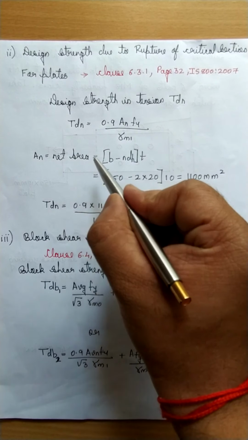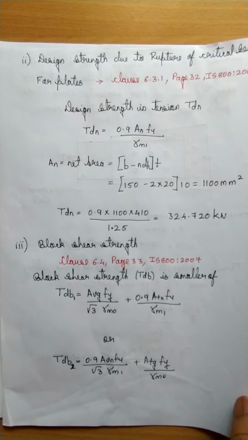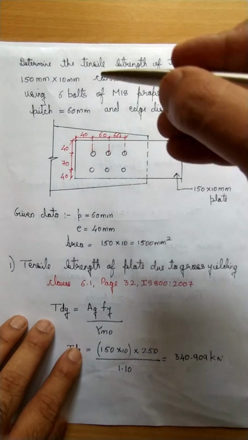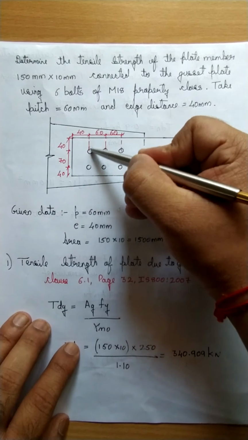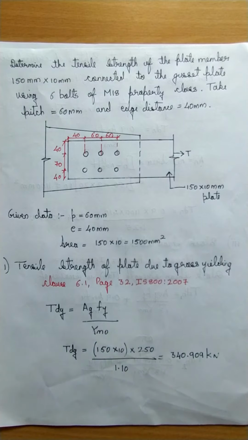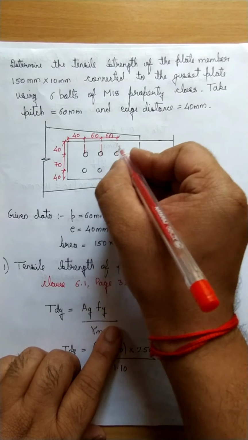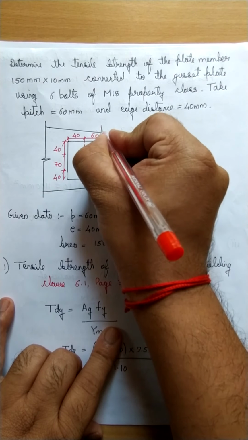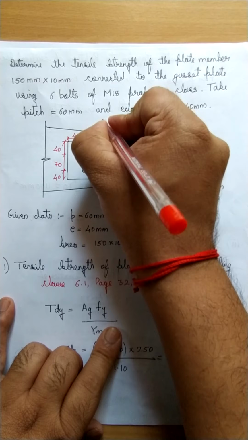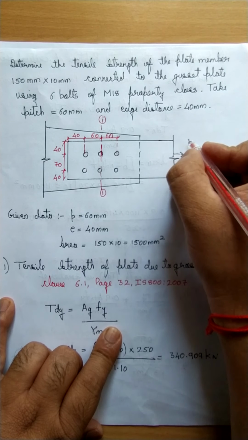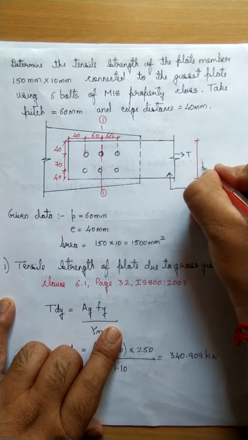Now An, the net area, how to compute it? Let us see the diagram first. We have the bolting which is a chain bolting system. Let us take this as the section. However, there are 2 bolts in width, so I will take this as a critical section, say section 1-1, and the total width of the member is this 150 mm.